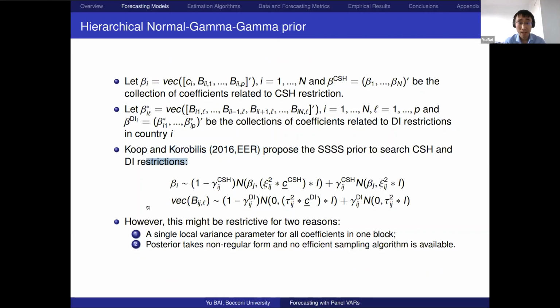But there are problems. The first one is that there is only a single hyperparameter to control the degree of shrinkage, which might be restrictive, because in this spike and slab setting, once you fall into some component, there is only one single hyperparameter to control all the coefficients in this block. The second one is mainly computational, because if you want to check the CSH restrictions, the posterior will be non-regular, which prevents us from using any of the efficient algorithms that have been developed so far.